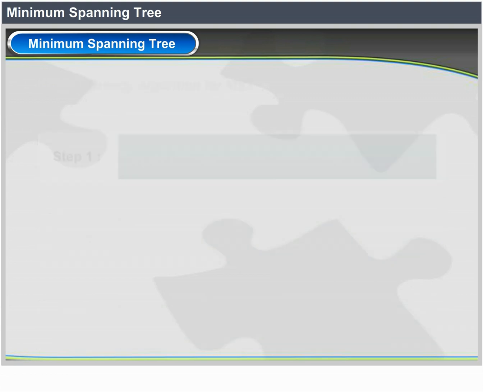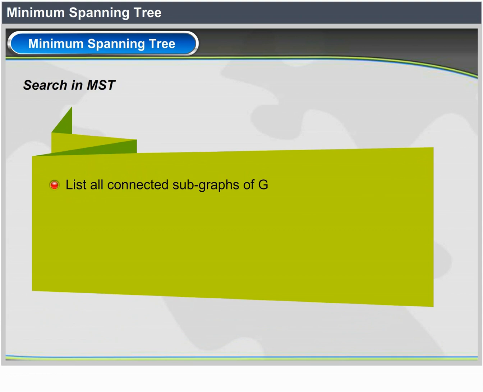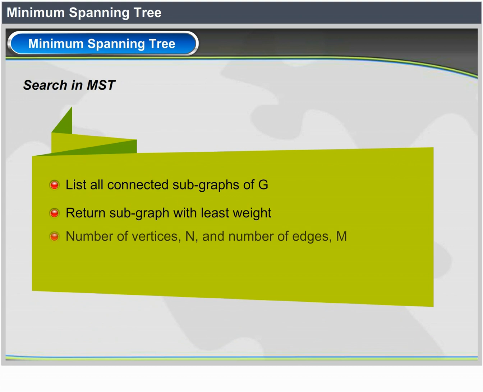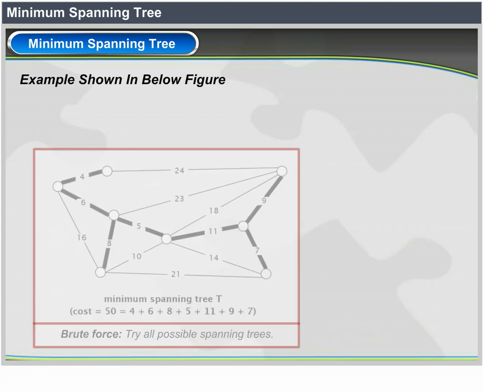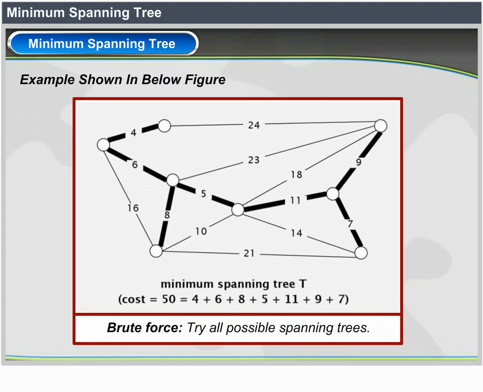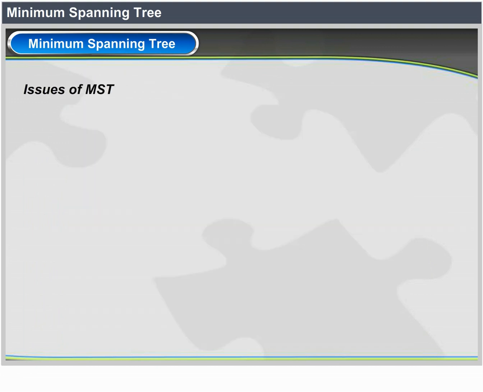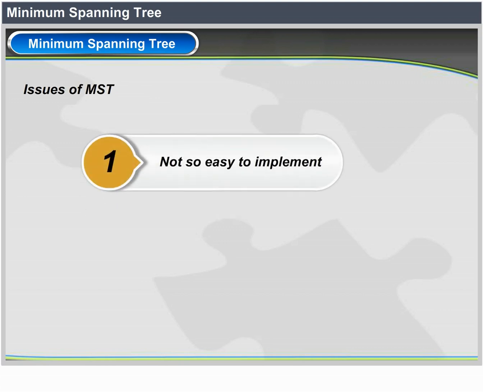Search in MST. List all connected subgraphs of G. Return the subgraph with least weight, where the number of vertices is n and the number of edges is m. Big O of m to the power n-1 is the total running time of this search. Brute force: in the brute force method, try all possible spanning trees. Issues of minimum spanning tree: not so easy to implement, and far too many of them.